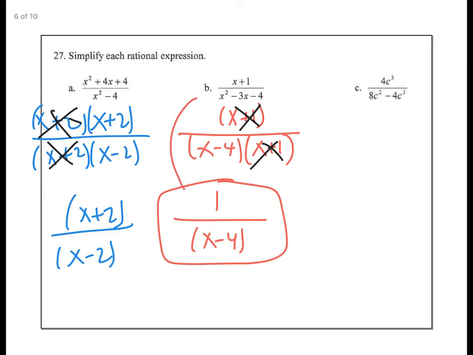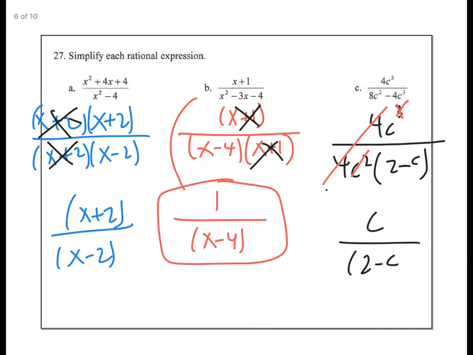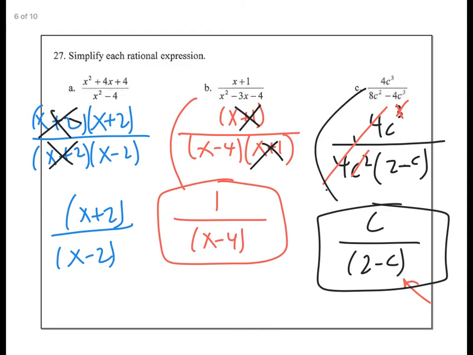For C, I have a monomial up top. I can't take anything out. The bottom, I can take out a 4 and a c squared, and then I'd be left with 2 minus c. From here, my 4's would cancel, take away the c squared, and then I'd be left with 1c up top. So I'm left with c over 2 minus c. I can't cancel anything else. That bottom binomial, that 2 minus c, remember that's stuck together, so I don't have a 2 minus c to cancel with on the top. So that is our final answer.